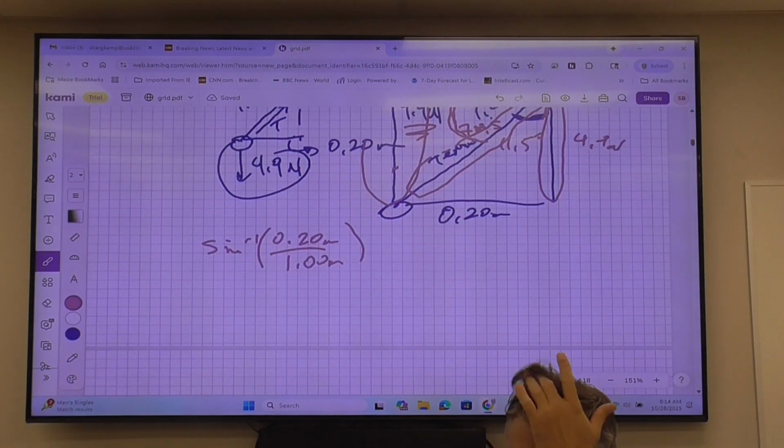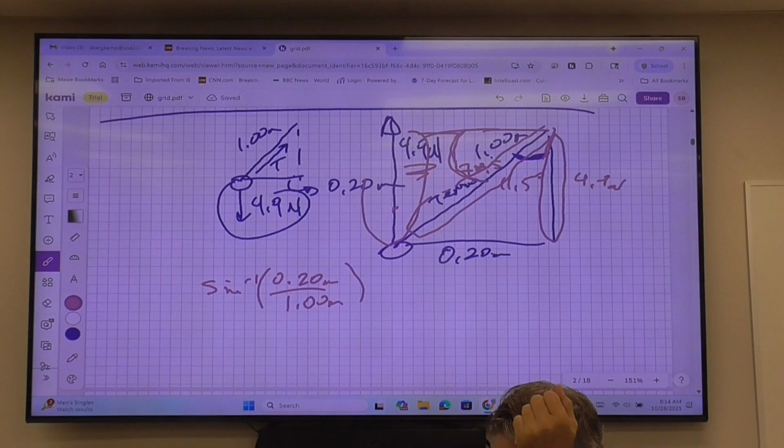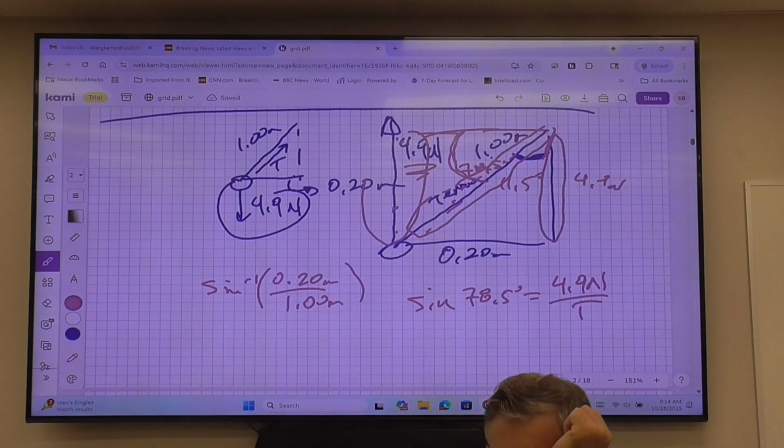So what I did, because I worked off that exterior angle, and what I'm trying to find, there's that 78.5, and I'm going to try and find this tension, and I know the side opposite is 4.9, okay? So if that's the case, I know that the sine of 78.5 degrees is going to equal that side opposite, which is 4.9 newtons, over the tension. Okay? So, Gavin, what do you get when you find that tension?